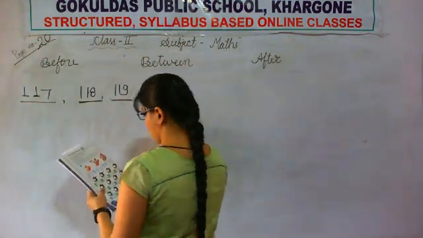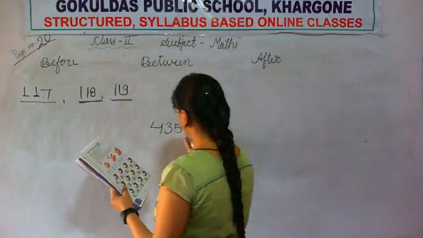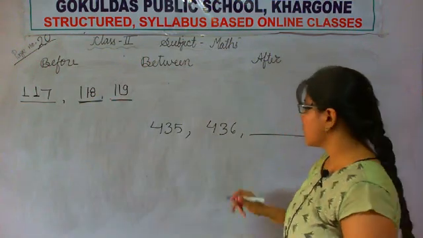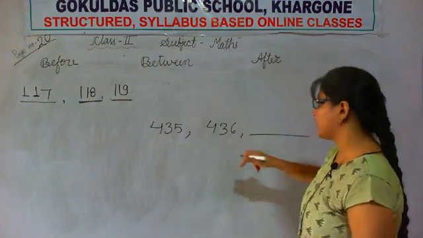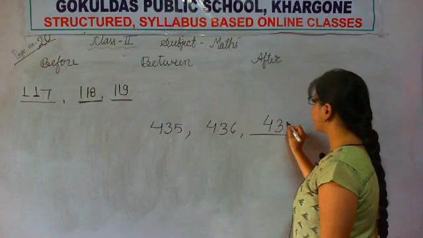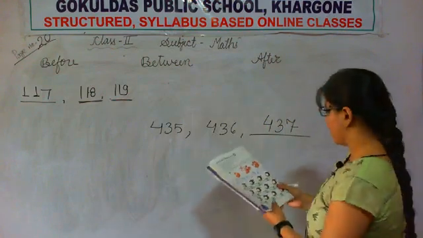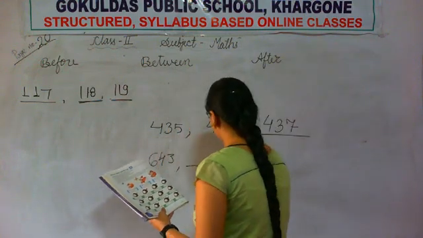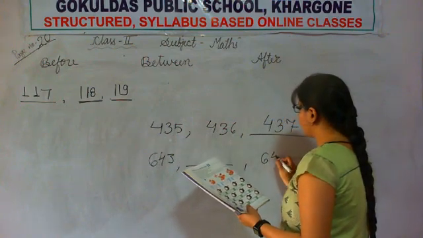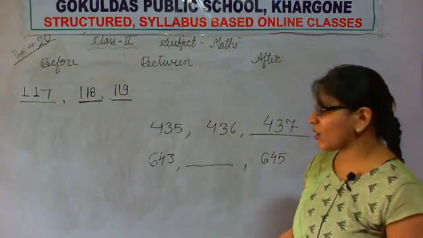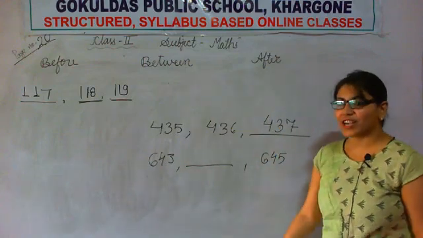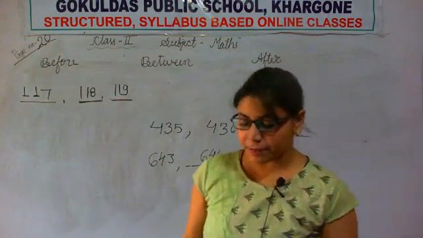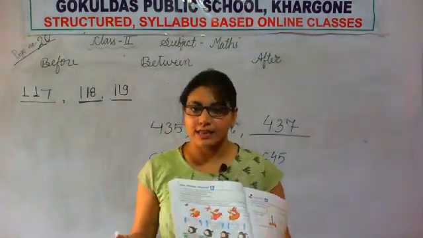So if I write 435, 436, so what will be the next number? 435, 436, and our after number will be 437. Now the next one is 643, blank and 645. So what is the between number of 643 and 645? It is 644. Now I hope you are able to do all these questions of page number 20.